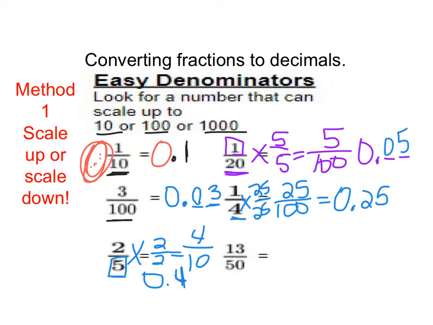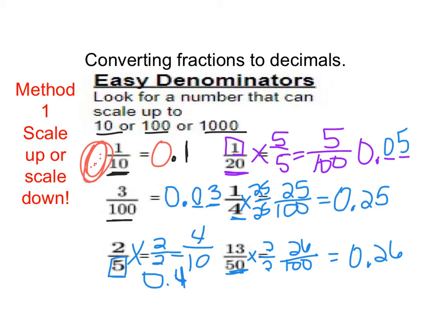And the last one is 13/50. So that means I could turn the 50 into 100. So I'm going to multiply 50 times 2. So 13 times 2 is going to give me 26. So I'm going to read this as 26 hundredths, which is 0.26.